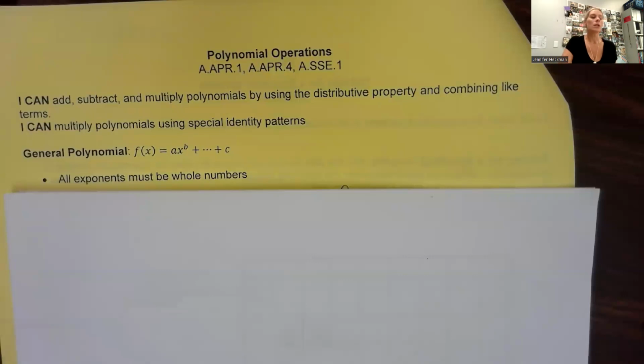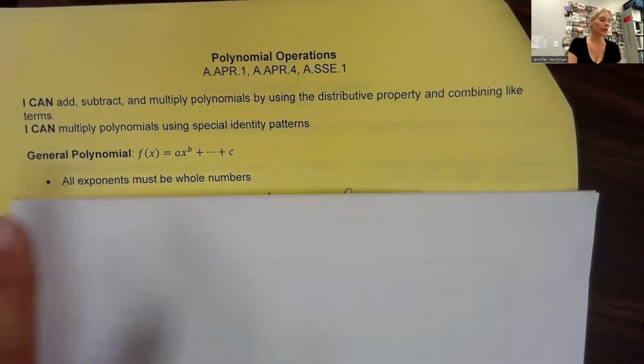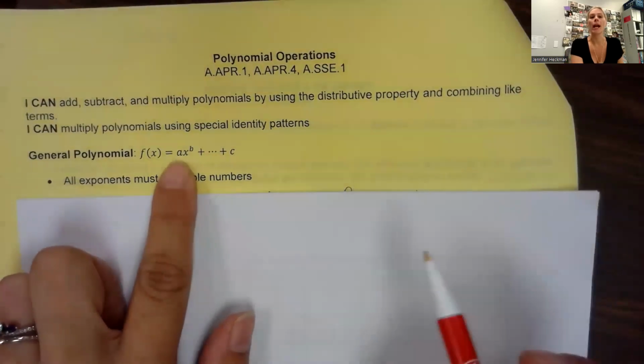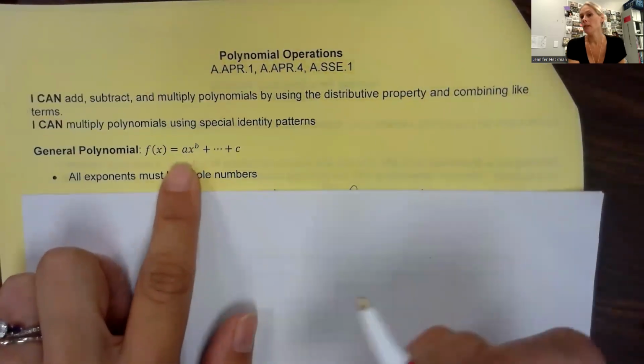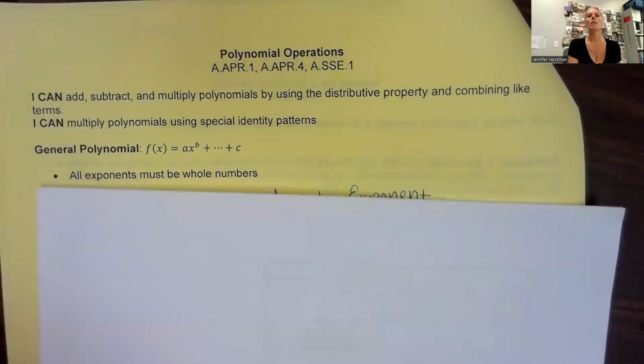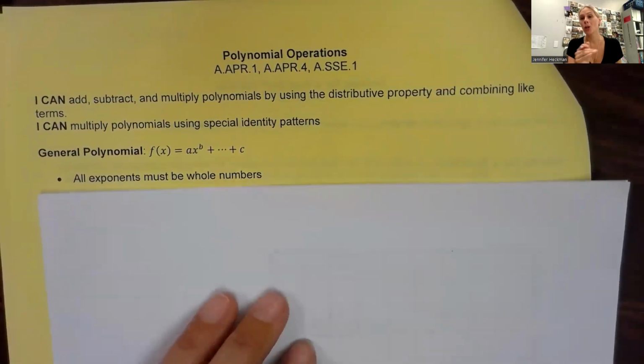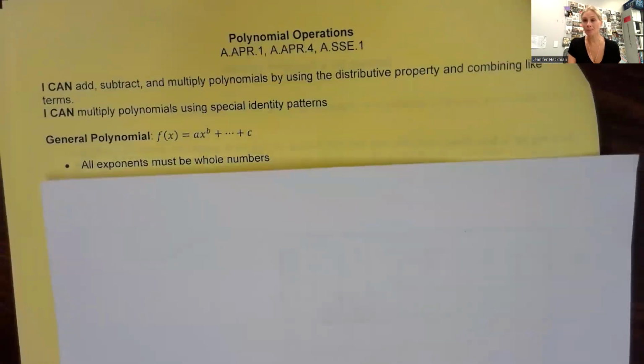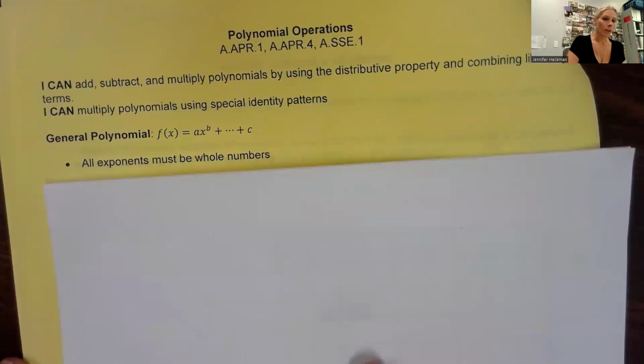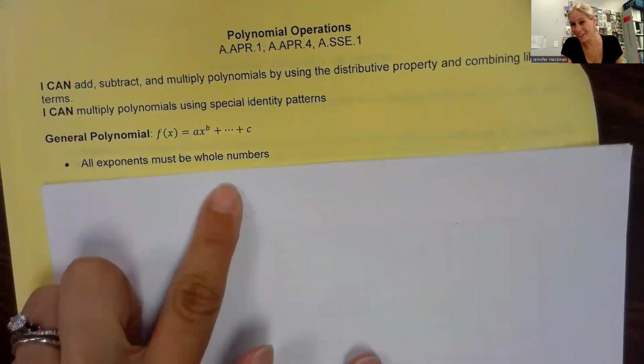So first of all, a general polynomial is set up like this, where your A, B, and C are numbers, okay? The biggest thing to keep in mind is that your exponent, your B, has to be a whole number, okay? Whole number. So 0, 1, 2, 3, 4, 5, 6, 7, so on and so on, okay? So hence why it says whole.